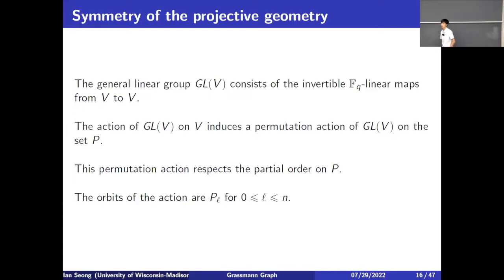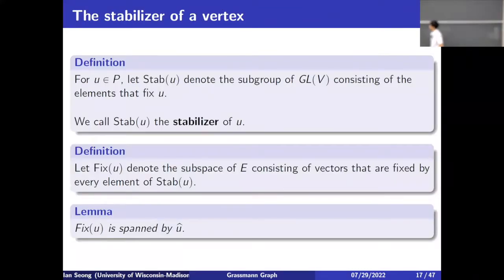For L between 0 and n. So you can only permute within the same dimensions. Okay, from this we can define a stabilizer of a vertex, or it should be like basically any point on a projective geometry. So for U in P, we let stab of U denote the subgroup of GLV that consists of the elements that fix U. And we're just going to call this the stabilizer of U.